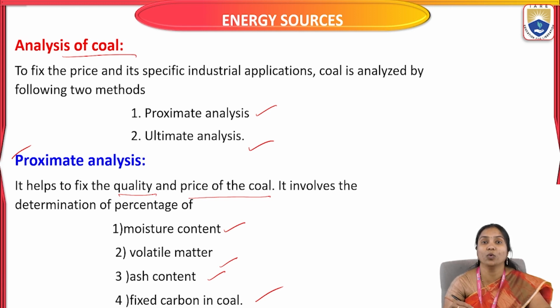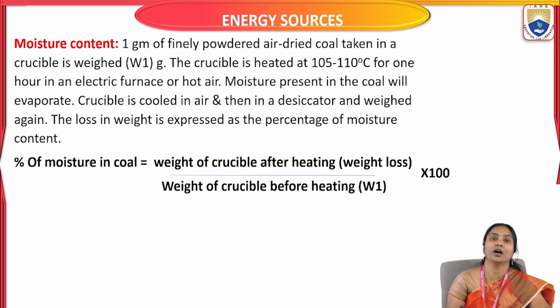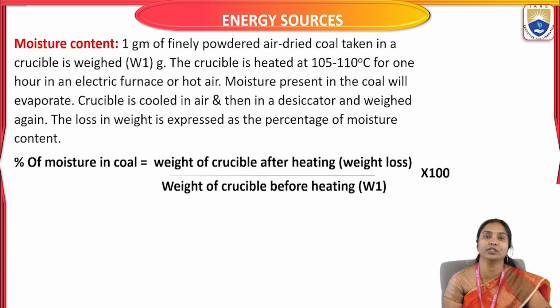In this coal sample, what we have to analyze is moisture content, volatile matter, ash content, and fixed carbon in coal. You can analyze these in proximate analysis, for the purpose of fixing the price and quality of coal. Now let's discuss how we can determine the moisture content present in a coal sample.